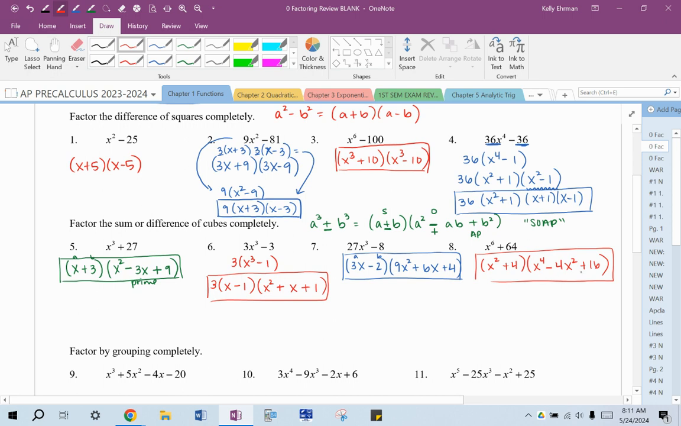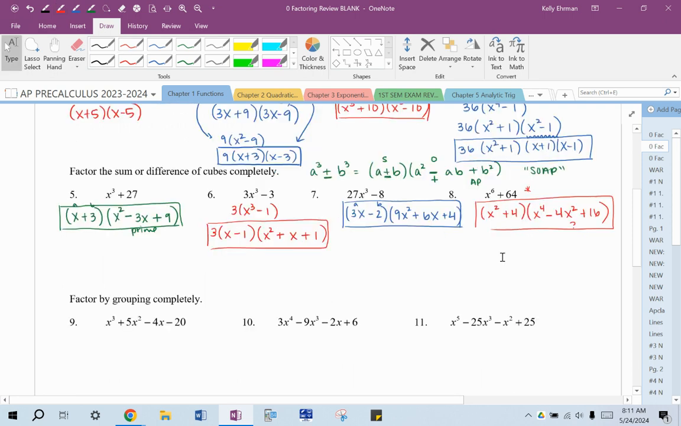Now, does this factor any further? I know it does if this is x to the 6th minus 64. I'm not sure if this factors any further if it's x to the 6th plus 64. We'd have to do some investigating on that. I'm not going to take the time to do it now, but maybe we'll come back to this in our polynomials chapter. For a speed quiz, I would just leave it like this. And we will look at what to do if it's x to the 6th minus 64 in the next couple of days.